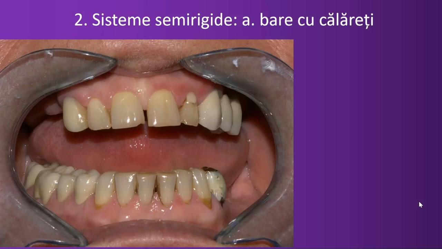Bars with riders, it's what it's called. I think this is the best ever made. Yeah, I think this attachment is the best. But here, in this case, we would have better placed implants.